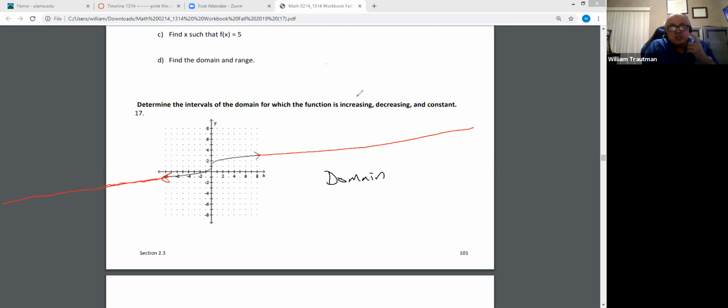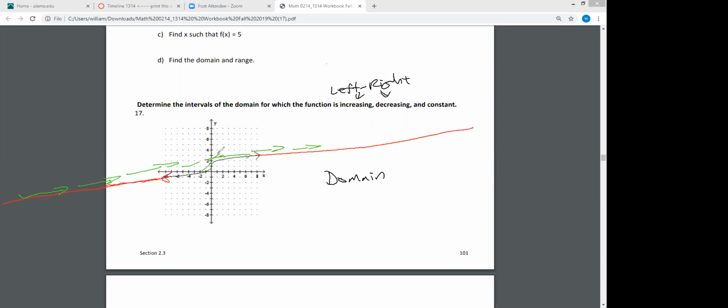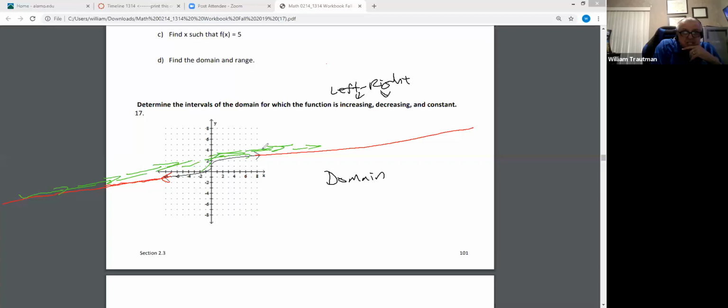Oh wait, it says where is the graph increasing, where is the graph decreasing, and where is it constant? Well, increasing is always from left to right. For all of these, when you're talking about an increasing function, you're always moving your pencil from left to right. So if I look at this from left to right, is the graph going up or down? Up. Yeah, do you see? It's going up the whole time.